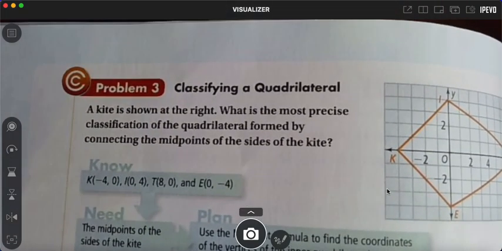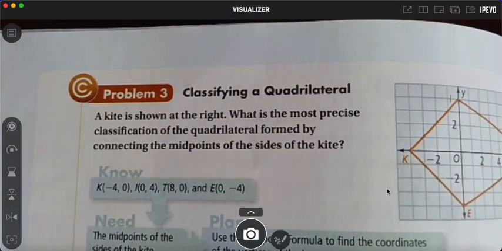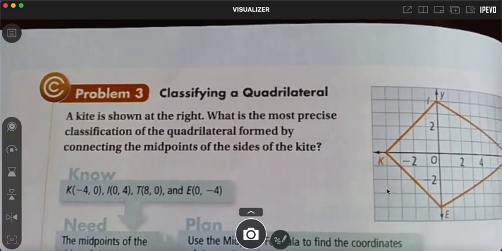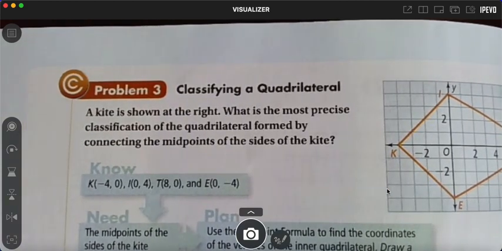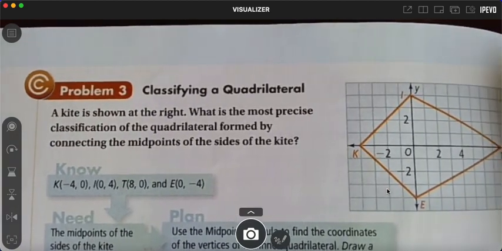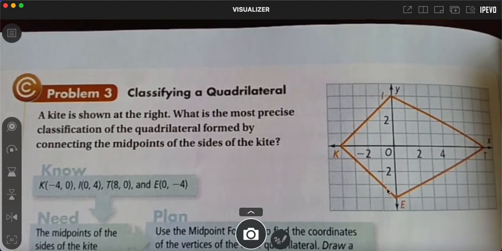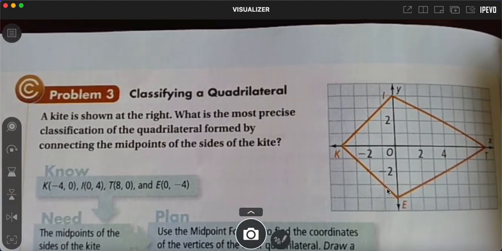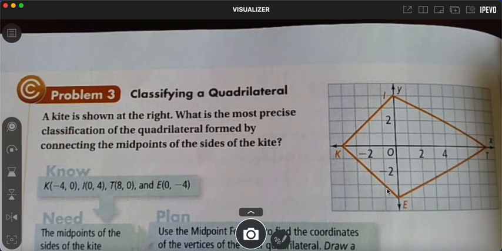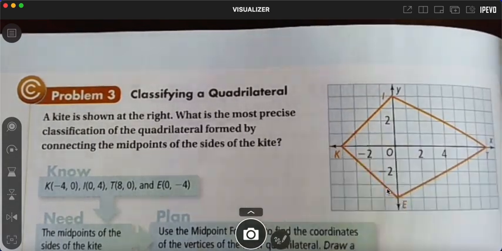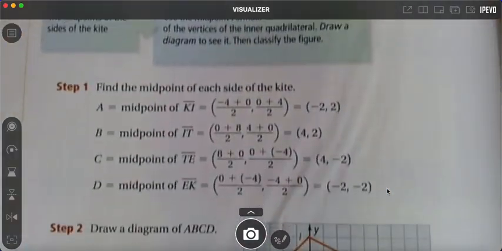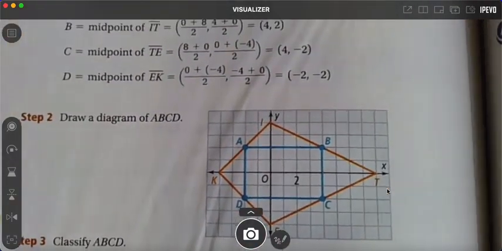Here's our next type of problem. It kind of skips around. I'm just going to show you. I'm not going to go through all the numbers on here because I'll do one off your worksheet in a second. But they give you this kite, and they want you to find the midpoints of the sides, draw your figure inside there, and decide what that shape is. So we're going to find the midpoints, like the middle of each section. The middle of this, the middle of this, the middle of this, and the middle of this. And if we connected those, we get this figure.